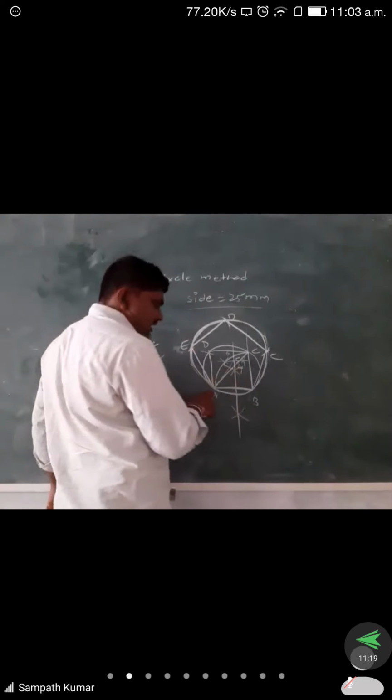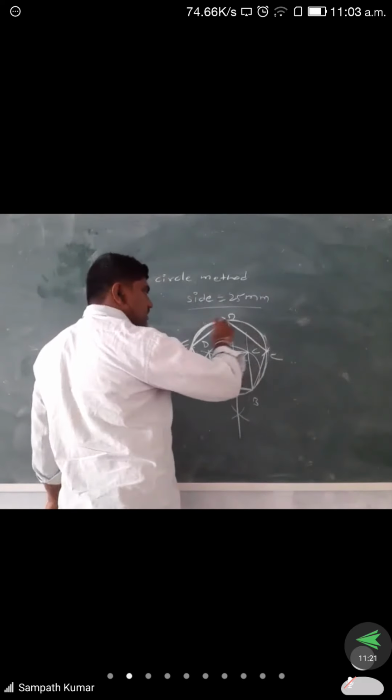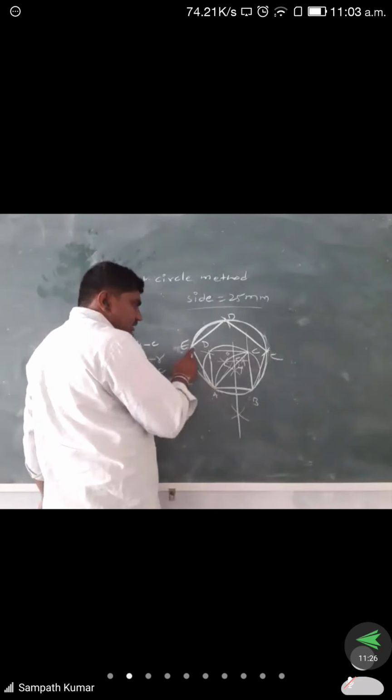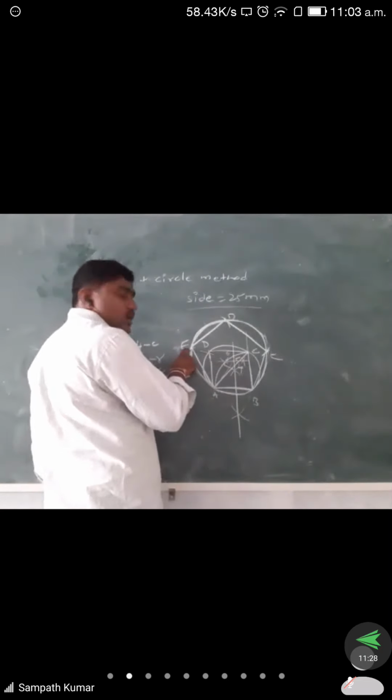5 as the center, 5A as the radius. We have to draw the circle. Then AB as the radius, A as the center. Draw the arc on the circle. Then we are getting 1 point.